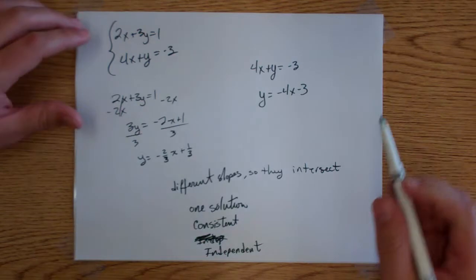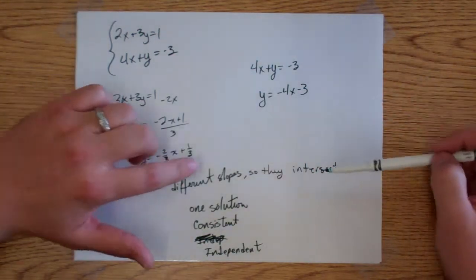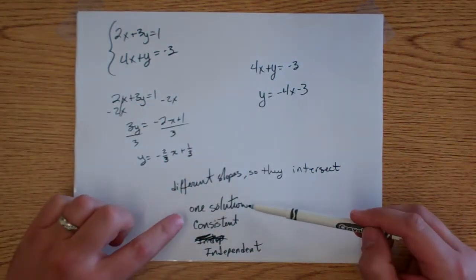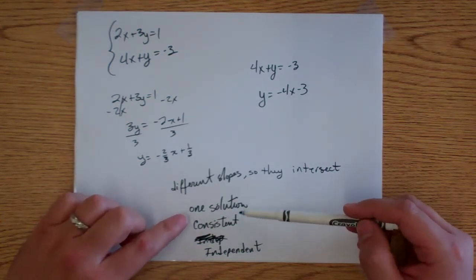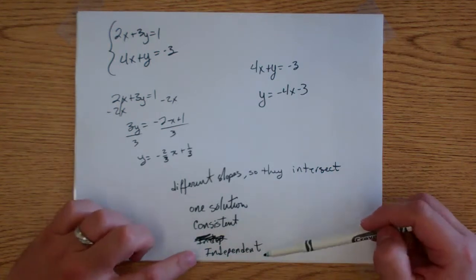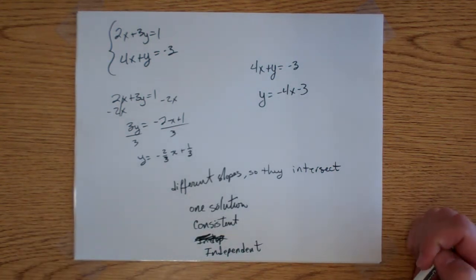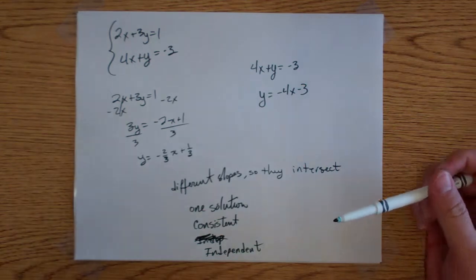So, different slopes means they intersect, which means they have one solution. They're consistent because that one solution is the only thing that'll solve it, so it's consistent. And it's independent because it is solvable with only one solution. Okay.